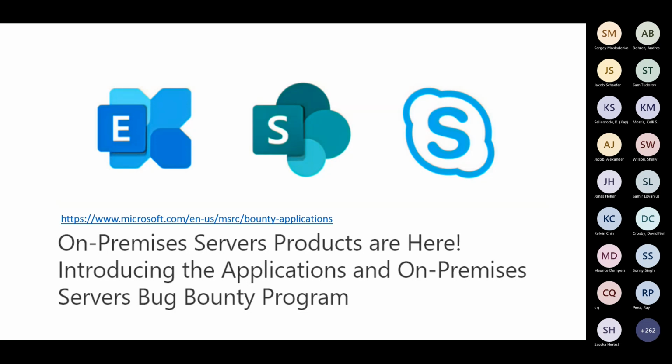Now, since we added the office servers to the bounty program, we've received around 60 reports from 40 researchers, which have resulted in 8 cases in scope for bounty awards for Exchange, SharePoint, and Skype. And across all office servers, we've paid about $127,000 in bounty awards already. So we're very thrilled at the success of that program.